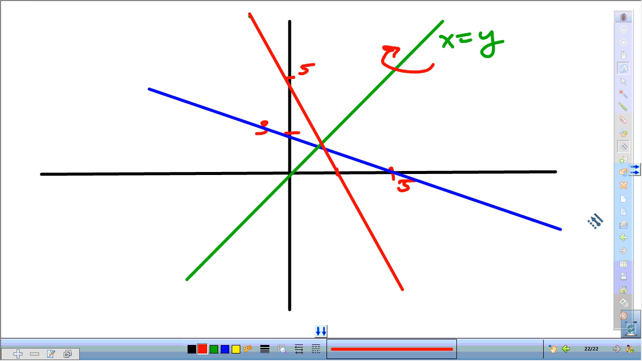So take a line, invert, switch x and y, we reflect all the points on the one line to the other one. So the inverse is always a reflection through the line x equal y graphically.